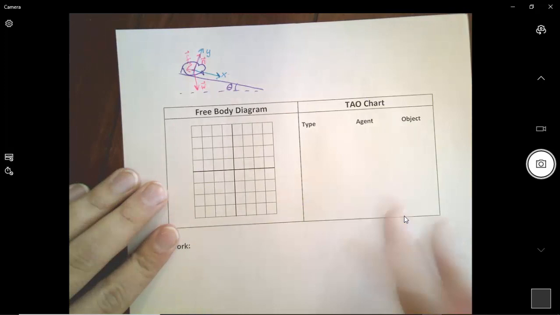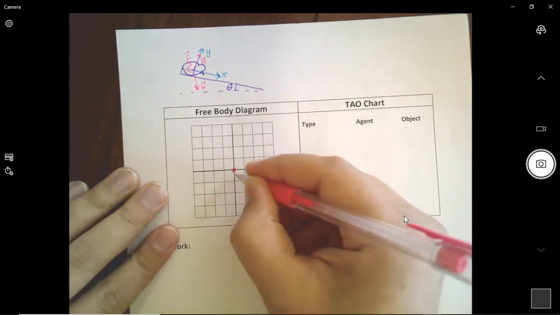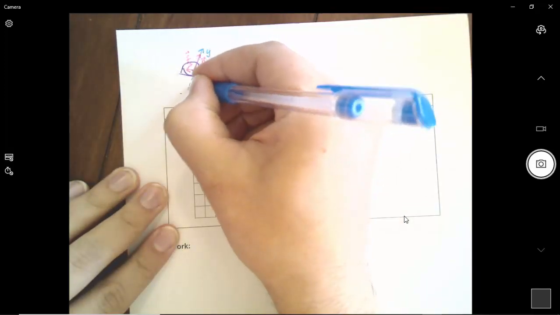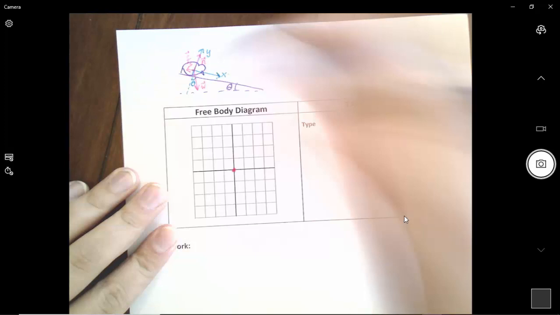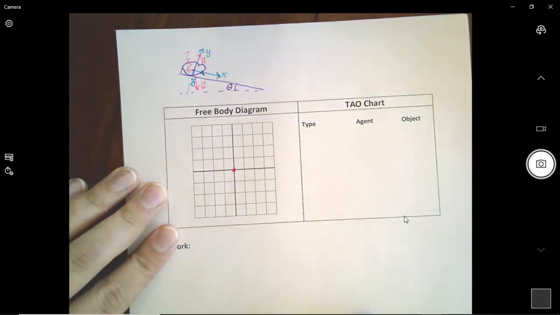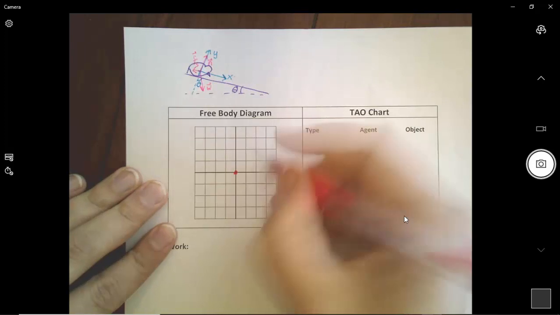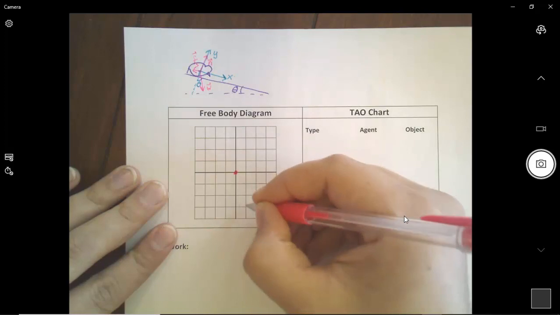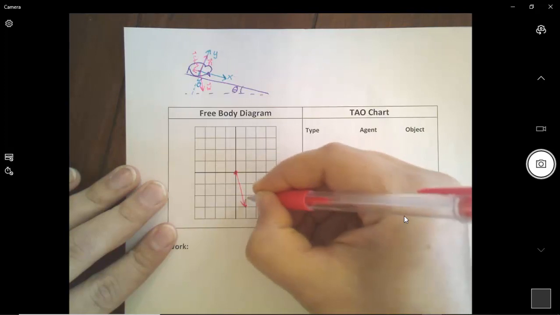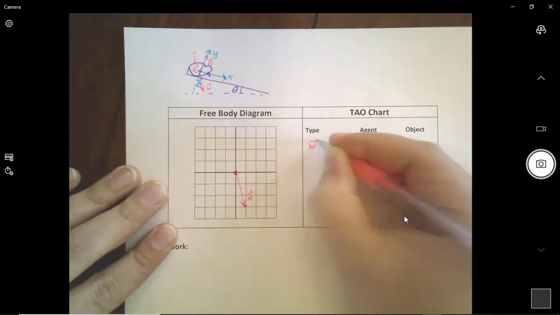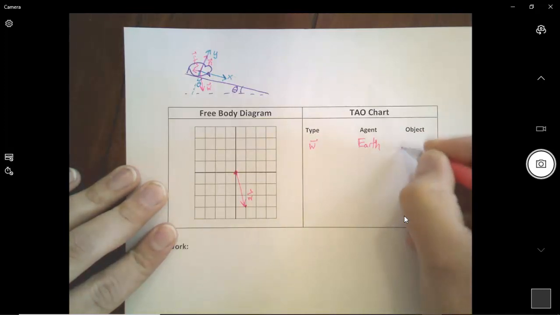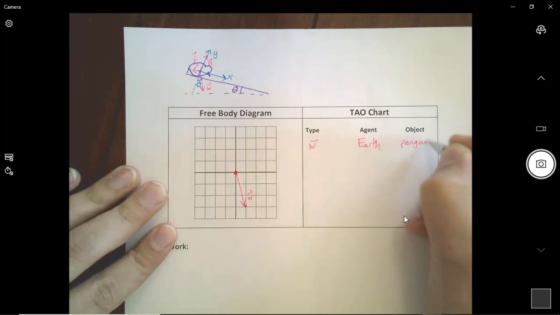Okay, so our weight is going to be going down in this general direction. And by the way, if you remember from our other video, this is our angle theta right there. So it's going to be a small angle. So we're going to be going mostly down and a little to the right. So I will be going, just pick a number, maybe 3 tick marks down and 1 over. So that will be weight. We'll add that to our chart. We have weight, the agent is Earth, and the object is penguin.